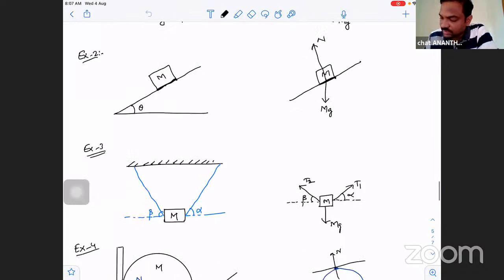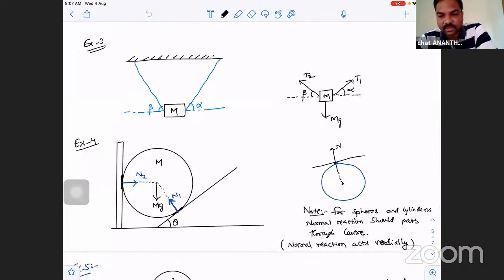And what is the next force? The third force is tension. Tension will act along the strings. So according to the given situation, you need to understand: if contacts are there, normal reaction will act. If strings are there, tension will act. Weight anyway will act. When you are taking the object, weight will be there, so weight is a compulsory force you can take.